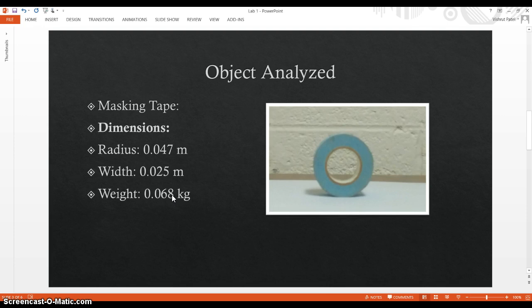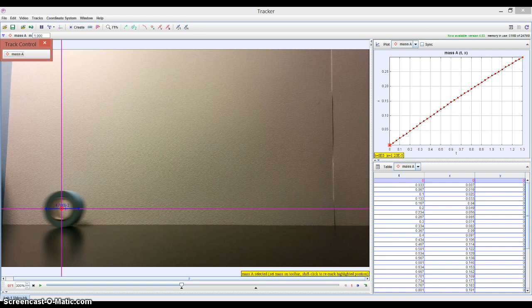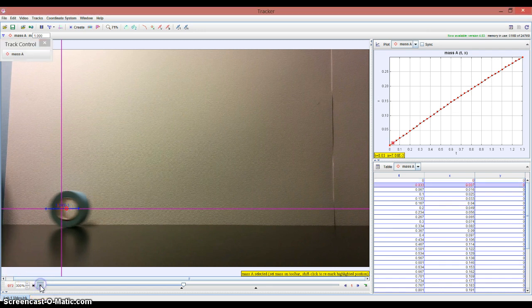In recording an object following a constant motion in a constant direction, I recorded a roll of masking tape rolling across the table. The frames used were from the center of the video to best capture the tape rolling at a constant speed in a program called Tracker. Here in Tracker, we tabulated all of our results. Here's the ball in motion.